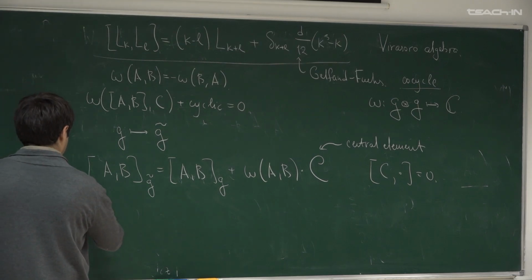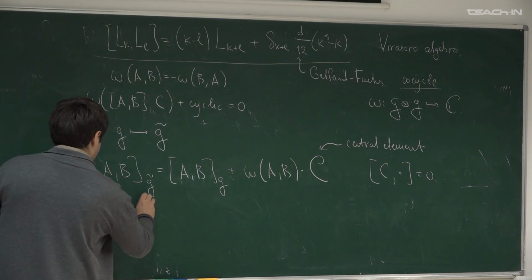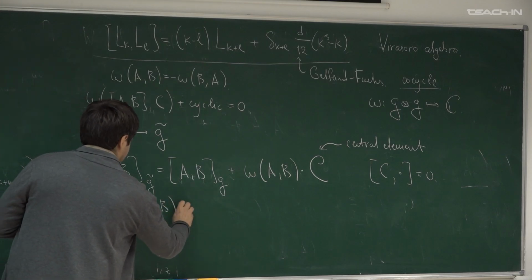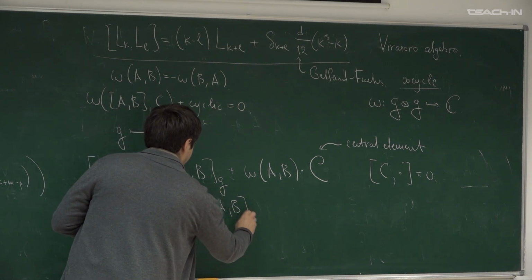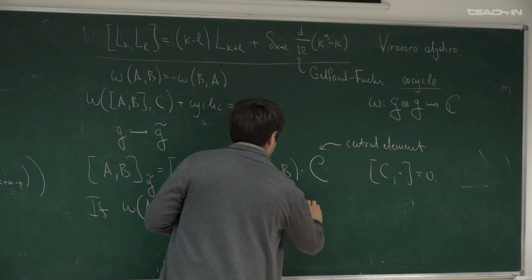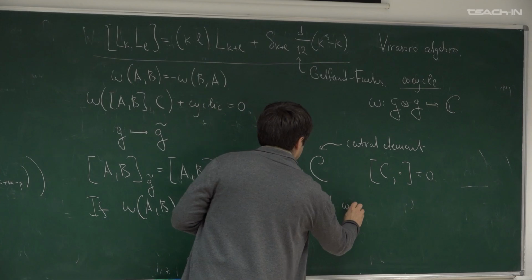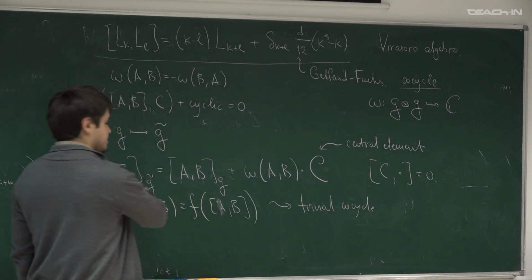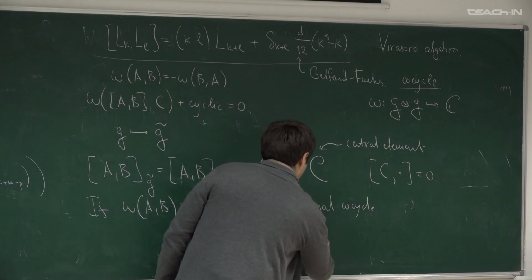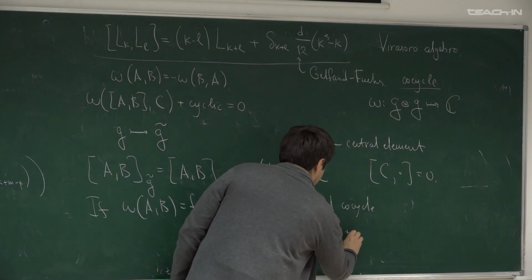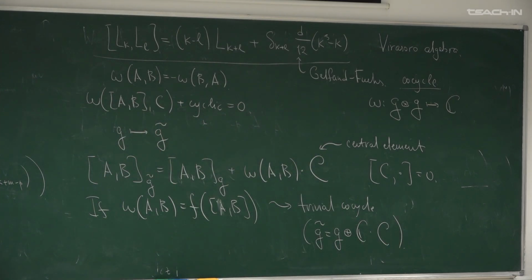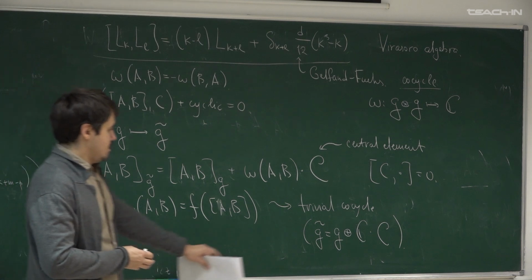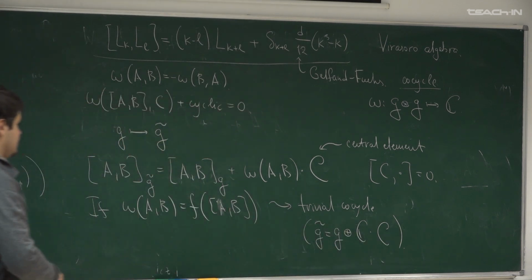So if omega of A, B is some function of the commutator of A and B, then this is a trivial cocycle. That means that the new Lie algebra just splits into a direct sum. You can just redefine your generators in such a way that it's a direct sum, so the central term doesn't appear anywhere. I mean, you can easily prove it.